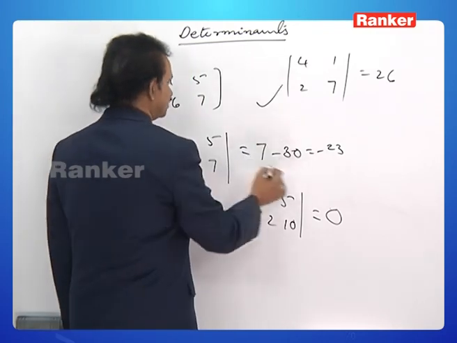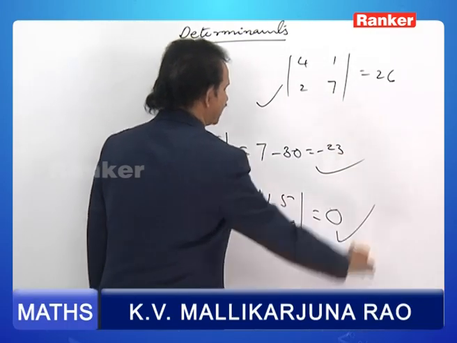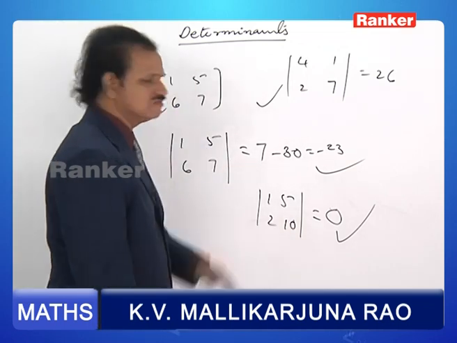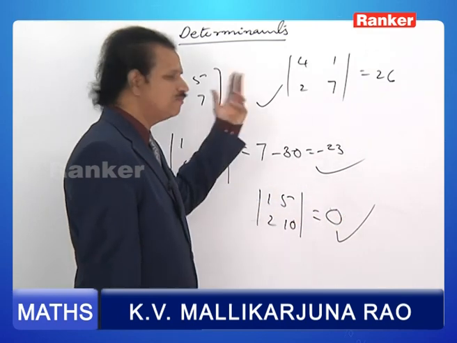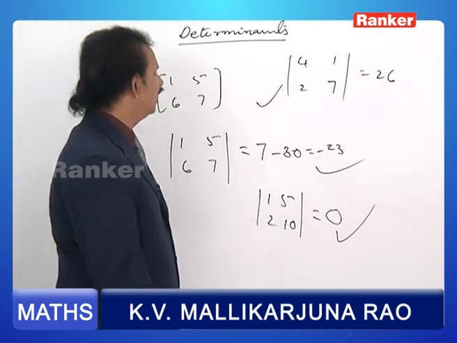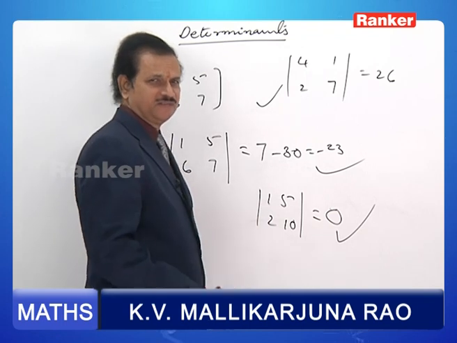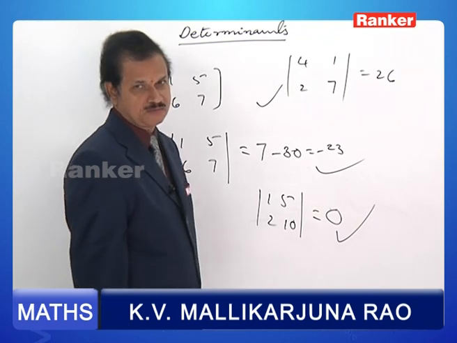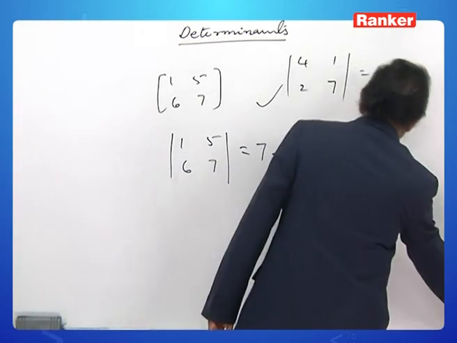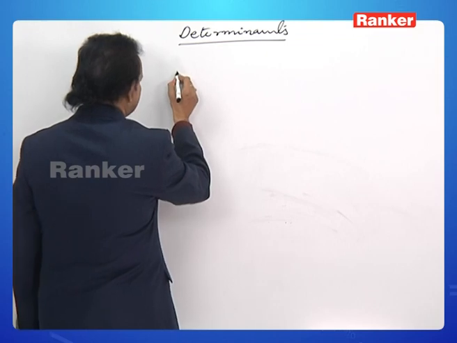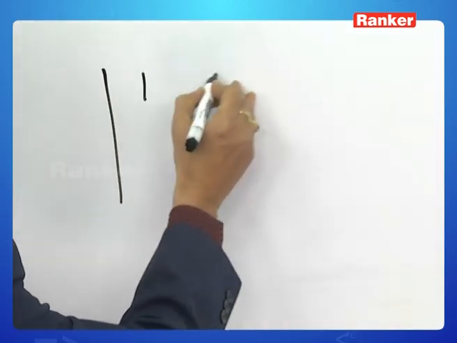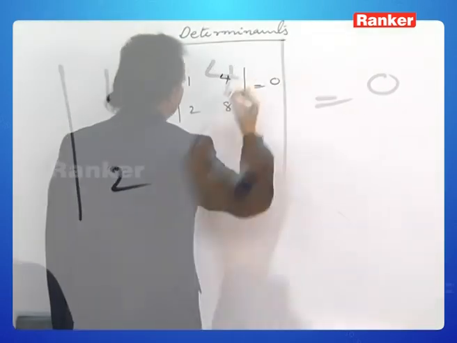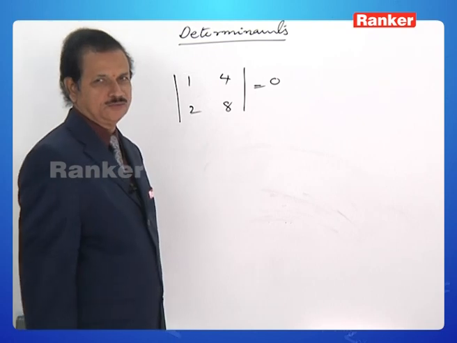Observe these three answers. One answer is positive, one answer is negative, and another answer is 0. So, in whatever fashion the matrix may be, we observe the nature of the value of the determinant. Sometimes it is positive, sometimes it is negative, sometimes it might be 0. Okay. Next one. Consider the determinant 1, 4, 2, 8. What is the value of the determinant? It is 0.